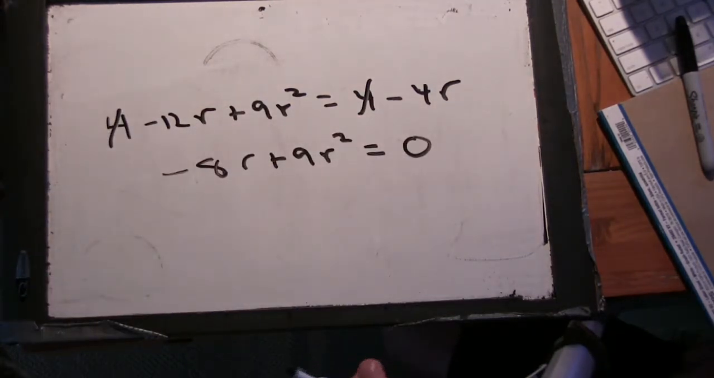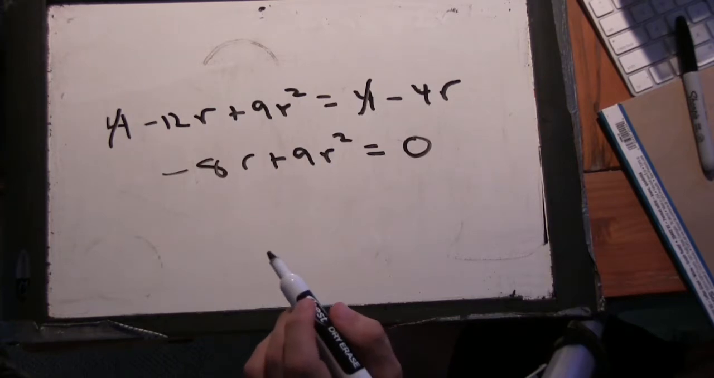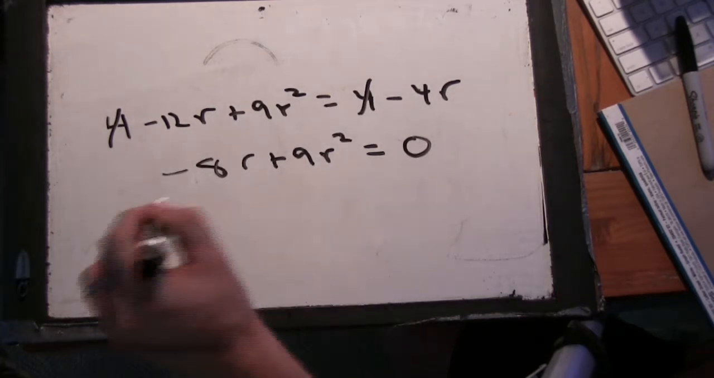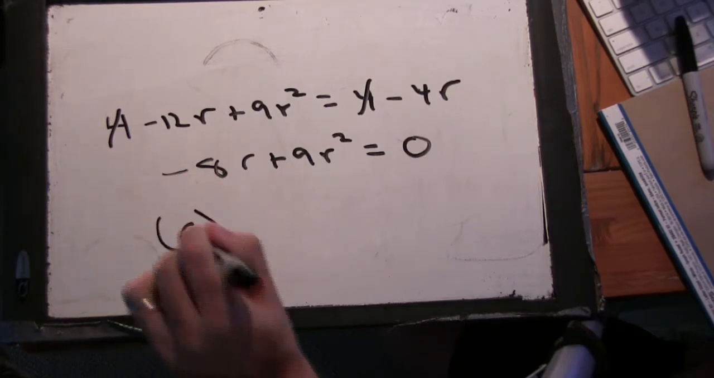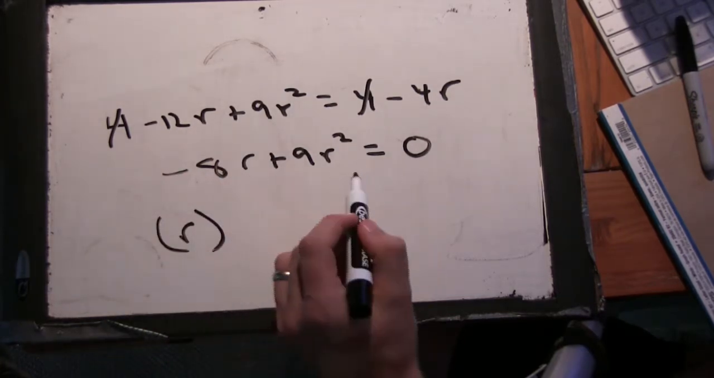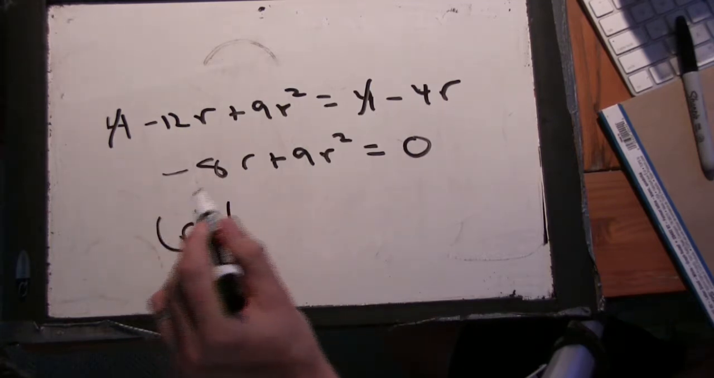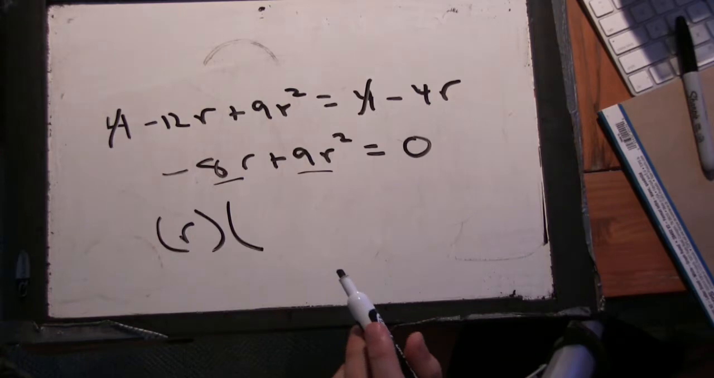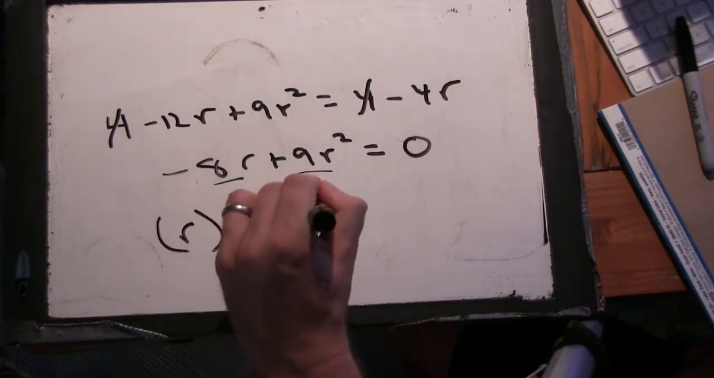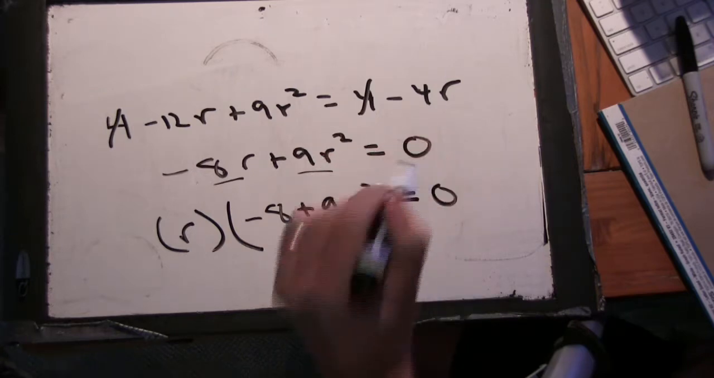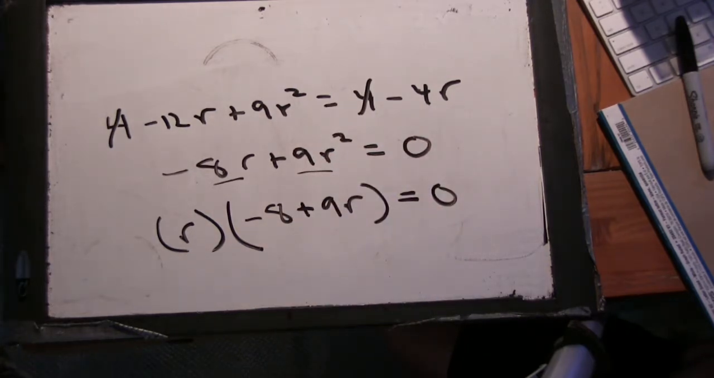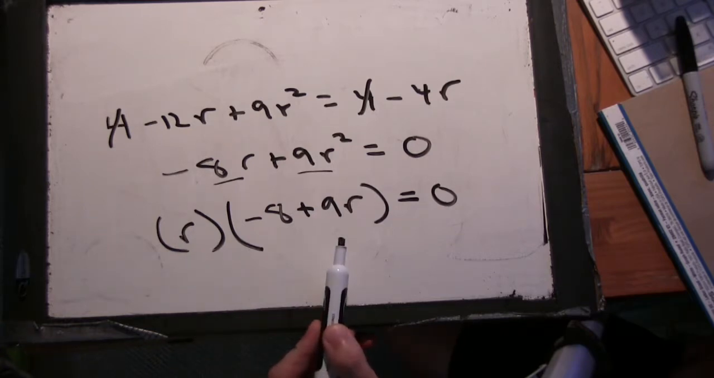Another way to do it, and this is an important idea, is you want to factor. You want to factor out an r, which is what you're saying when you divide out by r. Both expressions have an r in them, so it's r times negative 8 plus 9r equals 0. The reason factoring is an important idea is that when I have a product of 2 numbers equaling 0, one of them has to be 0. So either this is 0 or this is 0, or both of them are 0.